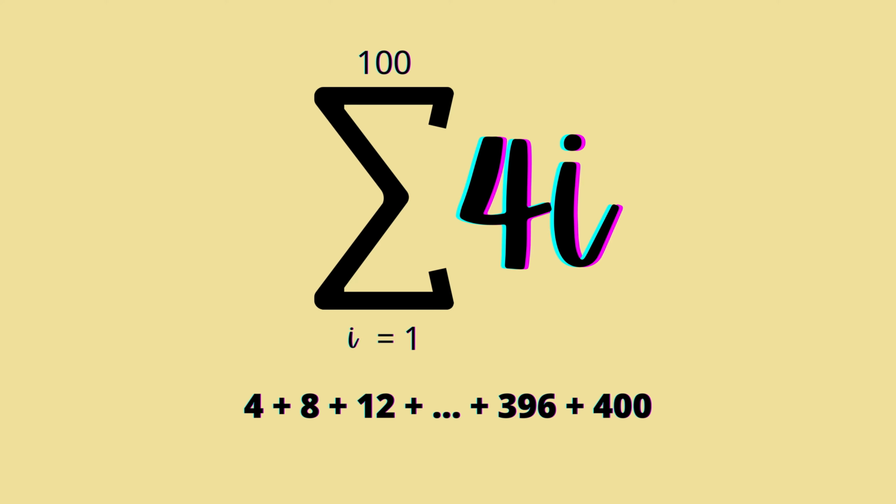This, for example, is read as, the summation of 4i, as i goes from 1 to 100. To deal with this, we substitute i in the summation term, or the typical element, with numbers from 1 to 100. Hence, our first term of the series would be 4 times 1, which is 4. Our second term would be 4 times 2, which is 8. Our third term would be 4 times 3, which is 12. All the way to our last term of the series, which is 4 times 100, which is 400.